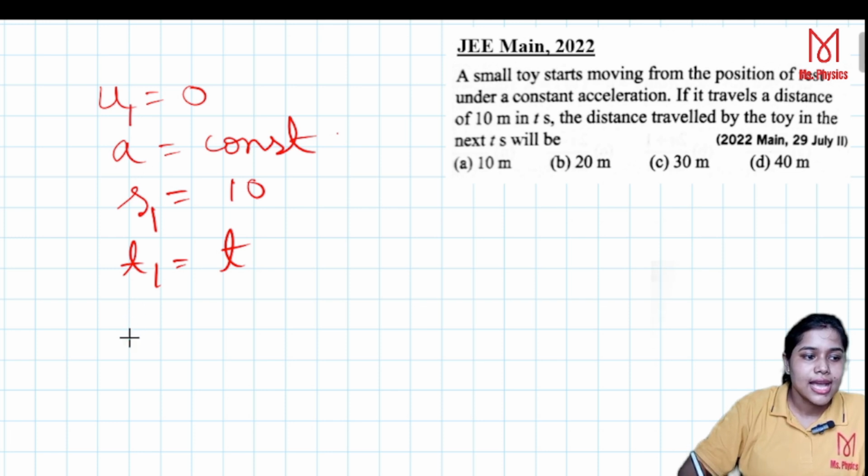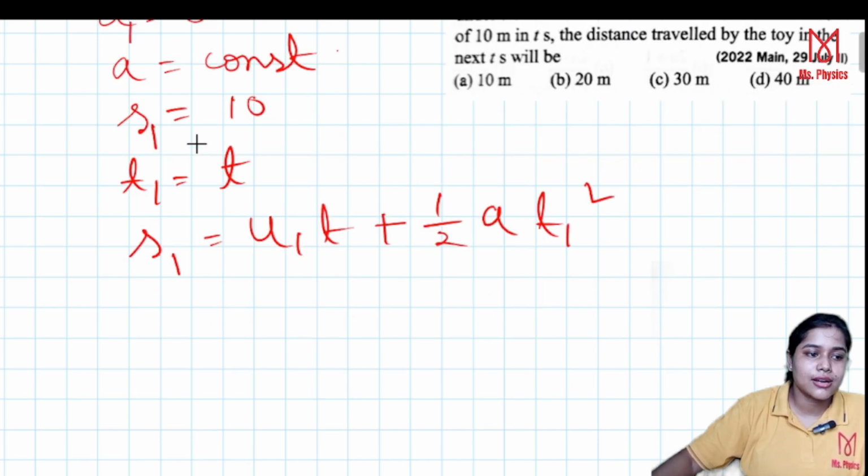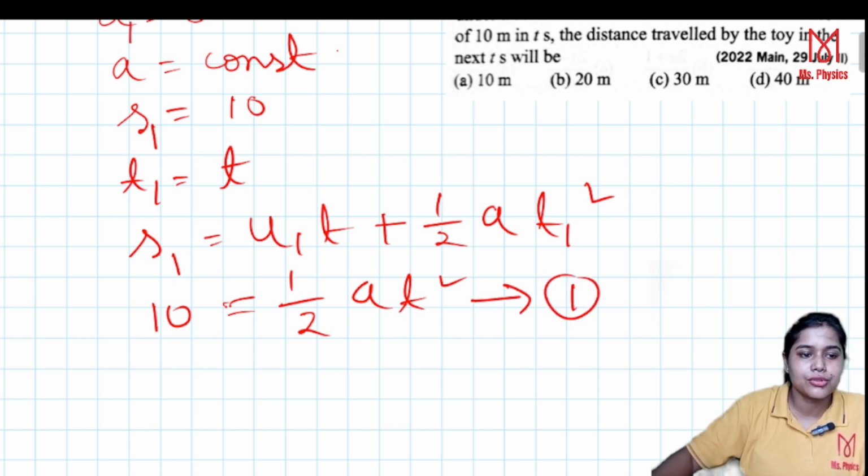Okay, therefore you see again that u, a, s, t, if these terms are known to you, then which kinematic equation can we use? s1 is equal to u1 t plus half a t1 square, right? Now since u1 is 0, therefore you are getting half a t1, which is t square, and your s1 is 10, right? So 10 is equal to half a t square, you give it as equation number, suppose, 1.